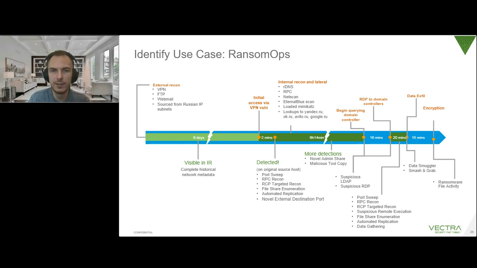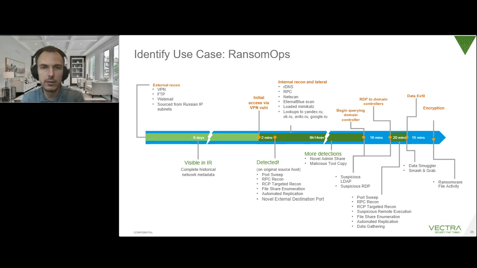And as time progresses, we see things like the novel admin share that's in our security insight as they access shares that aren't typically accessed. Malicious tool copy, moving the default names of attack tools across file shares. What we're seeing a lot of is that they're not taking the time to obfuscate. But then they begin creating the domain controller. They then move to the domain controller, RDP, try to exfil data, and if they're successful, that's data smuggler smash and grab, and finally encryption, ransomware file activity, right?